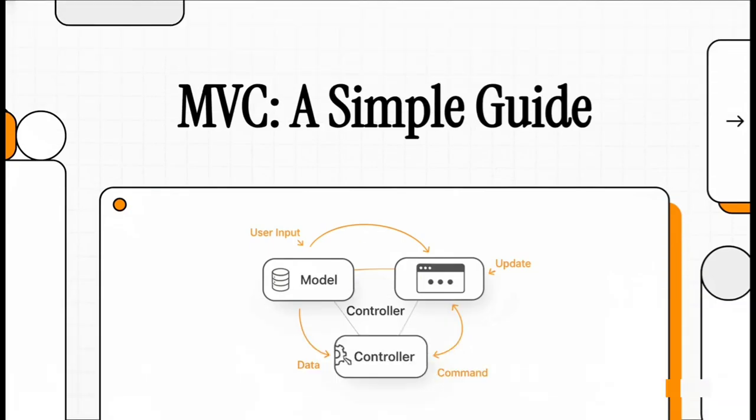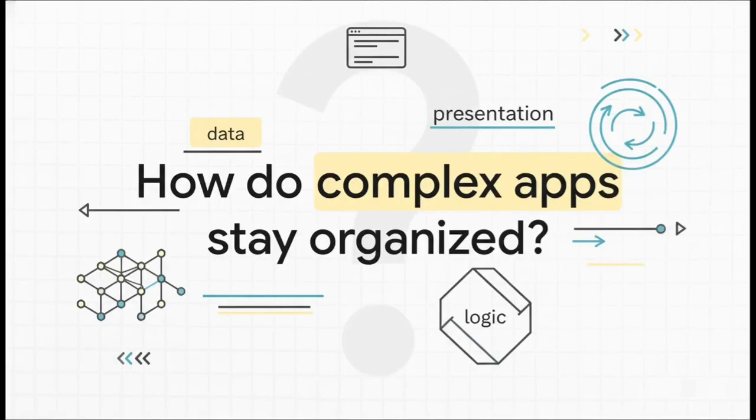All right, let's talk about something that's absolutely foundational in software development. We're going to break down a little thing called MVC. I mean, think about it. Any app you use, it's this complex dance of data, logic, and what you actually see on the screen. So how in the world does it all hang together without just becoming a complete mess?